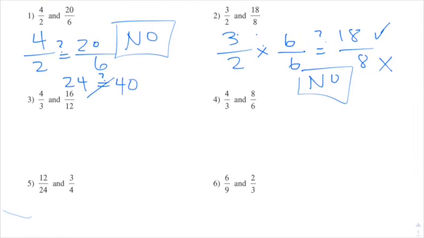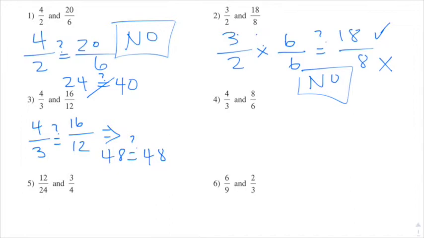Okay, let's look at number 3. Let's do the first method, and we'll switch off between the first method and the other method just to practice these out. So let's see if 4 over 3 equals question mark 16 over 12. And let's do cross multiplication. So 4 times 12 gives us 48 equals question mark 16 times 3 ends up equaling 48 also. So yes, number 3, those are proportional.